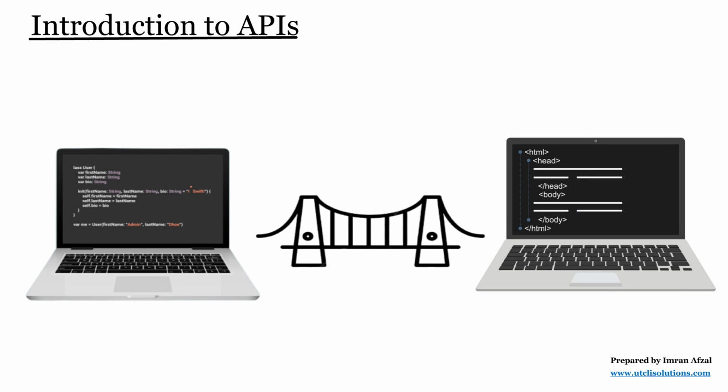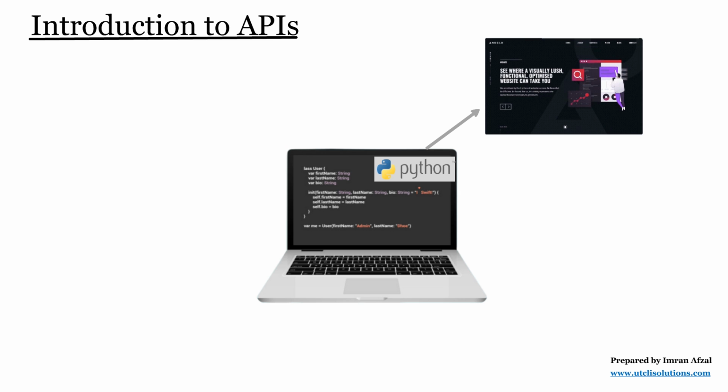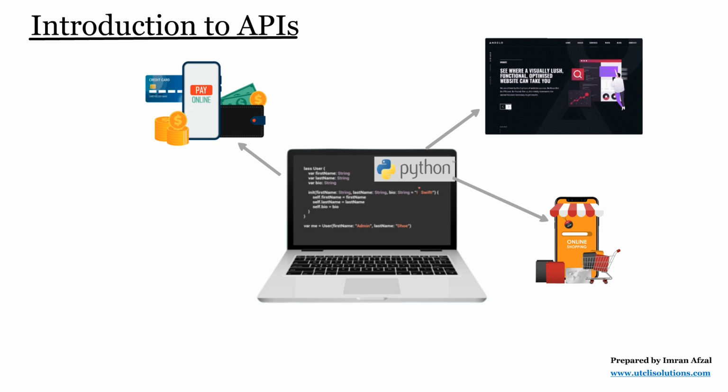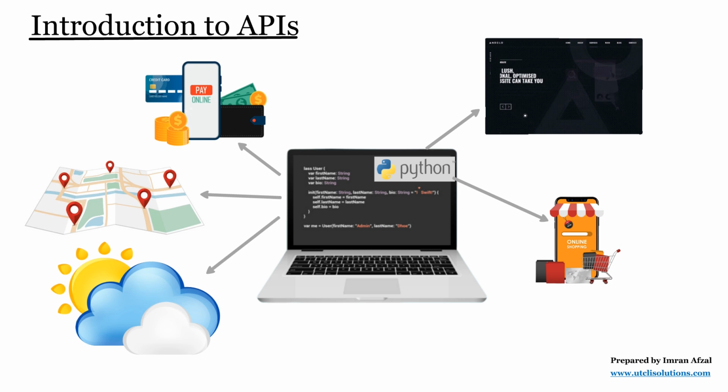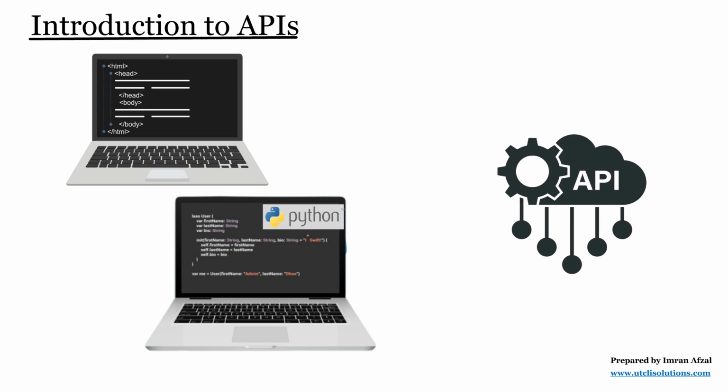When you are using Python and you want your program to interact with another system, maybe a website, an online store, a payment system, a map, or even a weather forecast service, you use an API. This API acts like a translator. It receives your message, passes it to the other system, waits for the response, and then brings that reply back to your Python program in a format it understands.